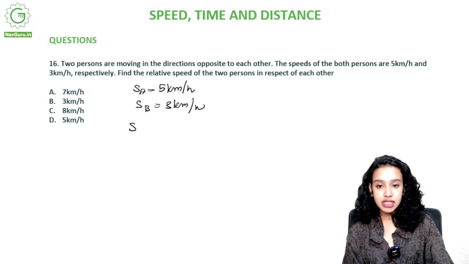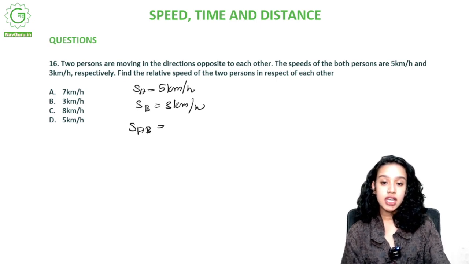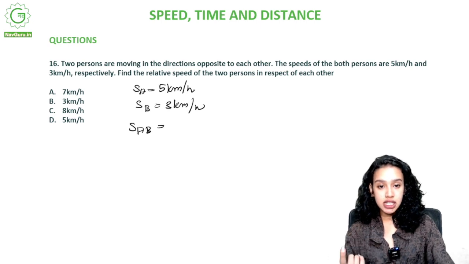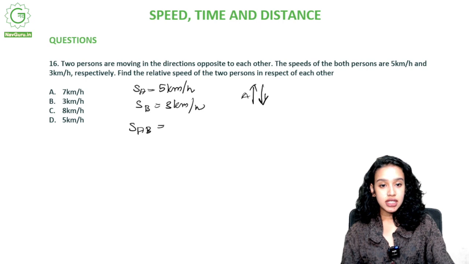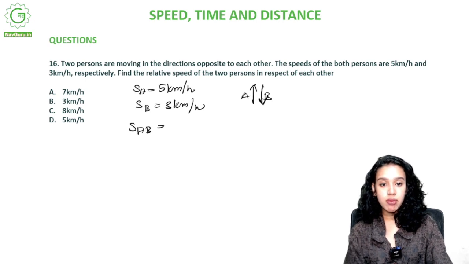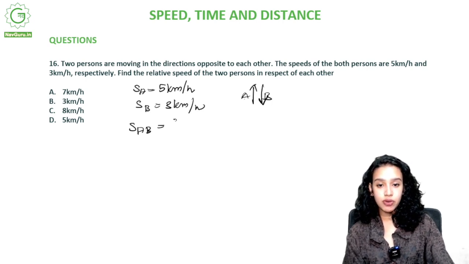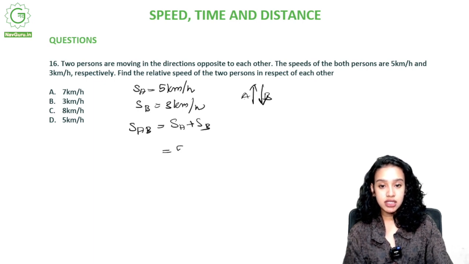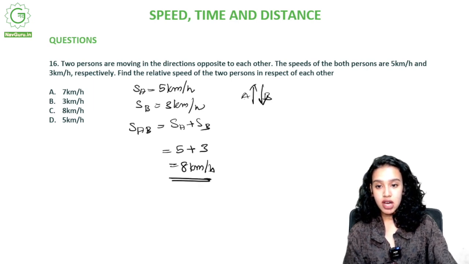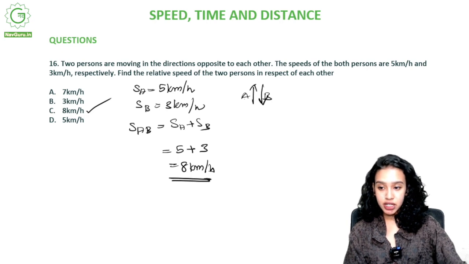Now we have to find the relative speed of A with respect to B or B with respect to A, but here they are moving in the opposite direction. A is moving here and B is moving here. So the relative speed is the sum of the speed of A and the speed of B, as they are moving in the opposite direction. So this is 5 plus 3, which is equal to 8 km per hour. So the answer is 8 km per hour here.